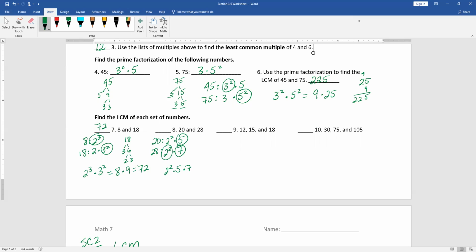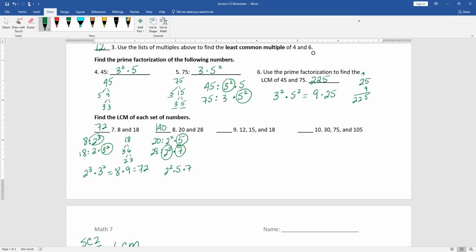That's 4 times 5, which is 20. And 20 times 7 is 140. So 140 is the smallest number that both 20 and 28 will divide into evenly. That is the definition, your least common multiple. That's what you're looking for.